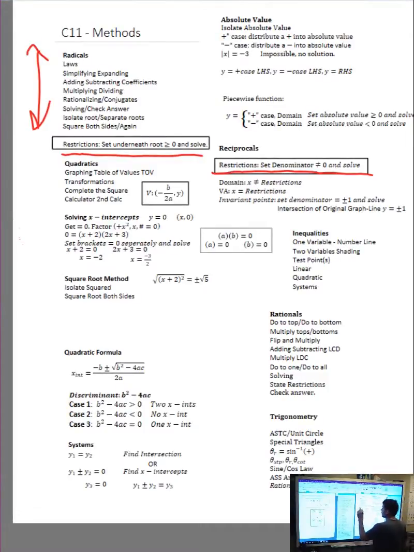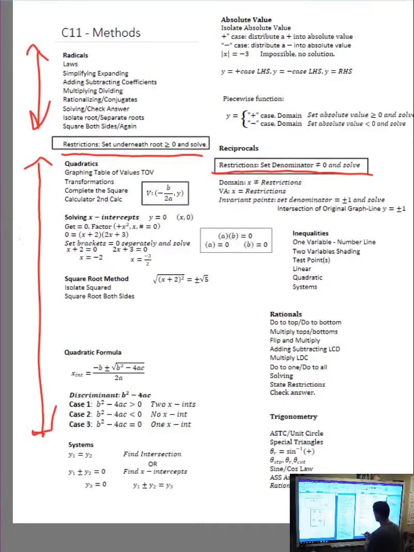We did a lot of work on quadratics off the left. Quadratics, huge. We graphed them, transformed them. We completed the square, used the graphing calculator, factored them, used the zero product principle, used the square root method, quadratic formula, and the discriminant.